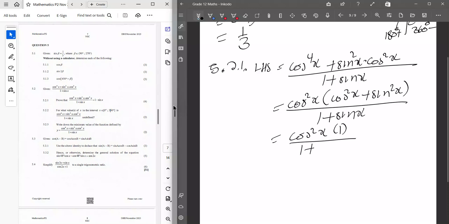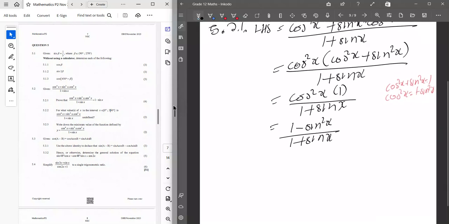It is 1. And something that you need to know about this part here, cos squared x: remember, cos squared x plus sine squared x is equal to 1. So this means cos squared x is equal to 1 minus sine squared x. Now what do we have? We have 1 minus sine squared x all over 1 plus sine x. This is a difference of 2 squares. So it will be 1 plus sine x multiplied by 1 minus sine x all over 1 plus sine x.